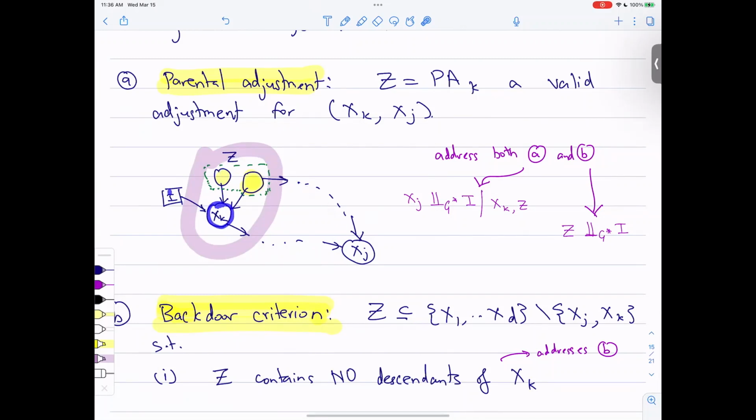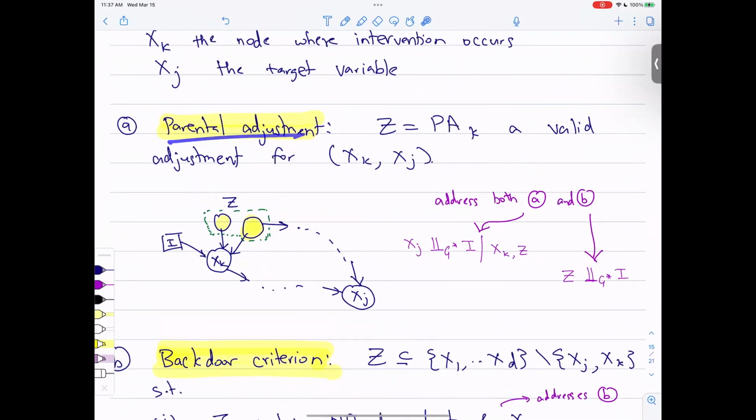Because this is conditioned on, remember, if I condition on a collider, then it opens that path up. So now, because this has been conditioned, this path has become open. If I did not have any of this in the set, then I could go this way. But because I have this, it is blocking that path. This one is blocking this opened up path, and this is also blocking any other opened up paths. So conditioning on XK and Z blocks all paths. This is called parental adjustment, and this is the valid adjustment set.